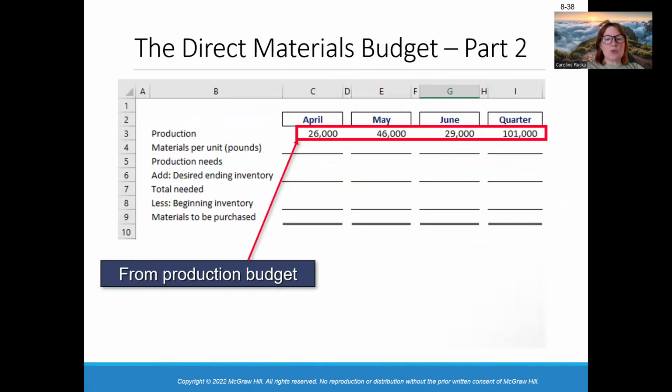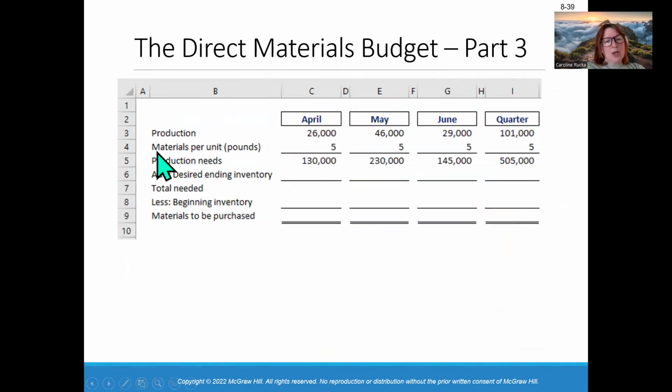All right, let's look at direct materials. Again, our production is from our sales budget. How many units of each item we actually need. Materials per unit, we need 5 pounds of raw material to make each unit. So 26,000 units times 5 pounds equals, let me pause this real quick.